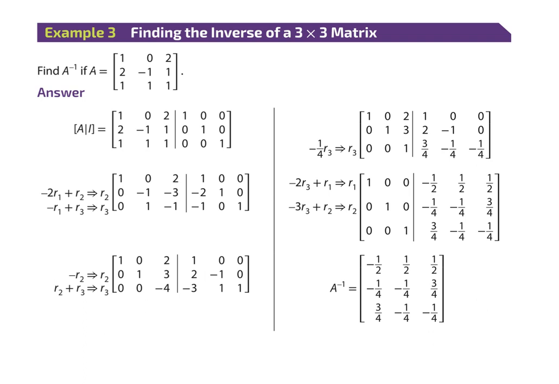The process is to take your original matrix, which is this one right here. To the right of it, put your identity matrix for a 3 by 3, which is a diagonal of 1s and all zeros elsewhere. Then convert that left side into the identity matrix. By the time you get done with it, the right side will be your inverse.